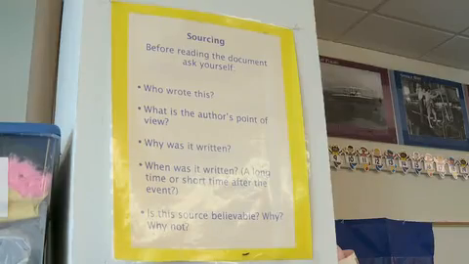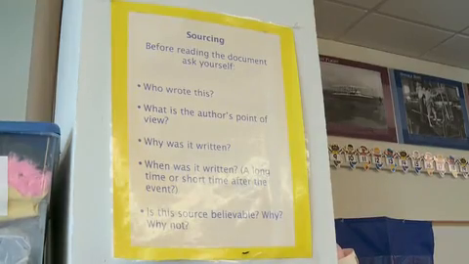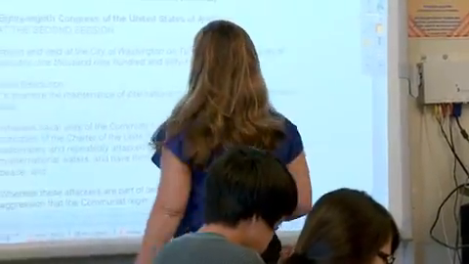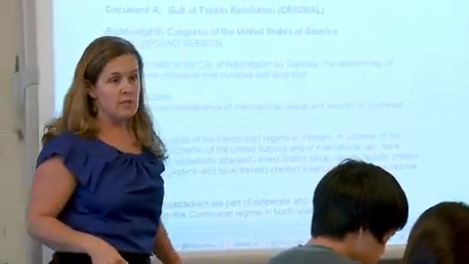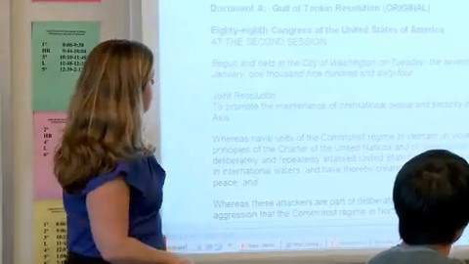For the sourcing, I give them a handout, and they place it next to them and say, the first question says, who wrote it? Easy, we can answer that together. When was it written? Why was it written? And I would say in the beginning, I model that. So, what's the first thing I'm going to do when I source it? Who wrote it? Who wrote it, okay?